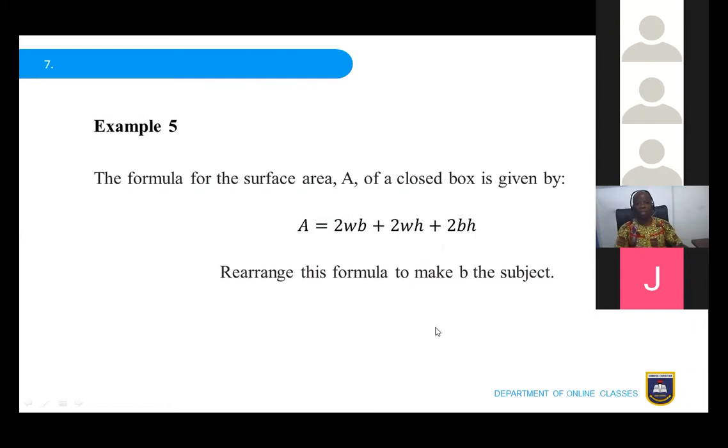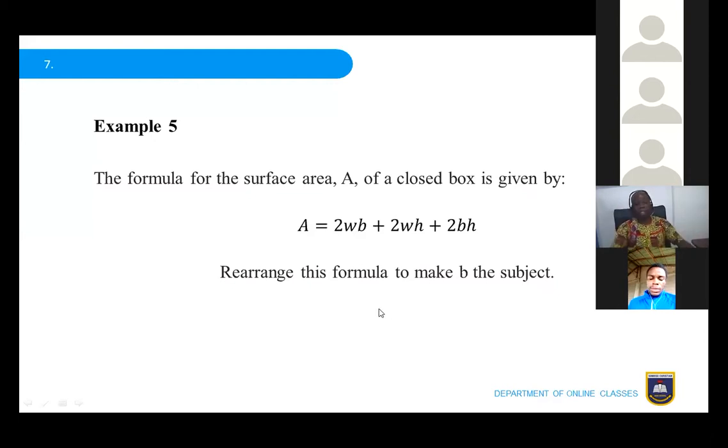Apedo Root. Sir, please, I had B equals A minus 2WH over 2 into brackets W plus H. Okay, that's your answer. Apenyo Michael. Sir, I had B equals A minus 2WH all over 2 into brackets W plus H. Okay. Keep your answers. Let's see.